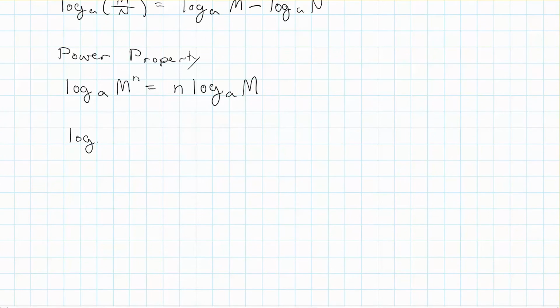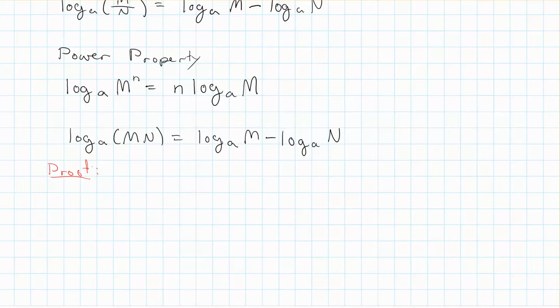So let's go ahead and prove the log base A of m times n is equal to the log base A of m plus the log base A of n. So to prove this, we're going to do some formula manipulation here. I'm going to let x equal the log base A of m, and let y equal the log base A of n. So the right-hand side here would just be x plus y.